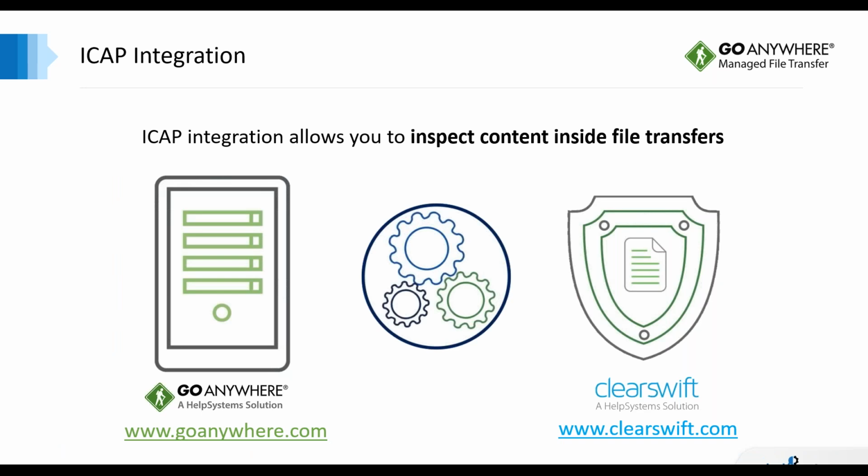So now I'm going to talk a little bit more about ICAP. Within GoAnywhere, we support an ICAP resource, and that ICAP resource also integrates ClearSwift. ClearSwift is a solution or a company that was recently acquired by Help Systems. We have been working with GoAnywhere for roughly the last 3 years or so. And what ClearSwift brings to the table is deep content inspection.